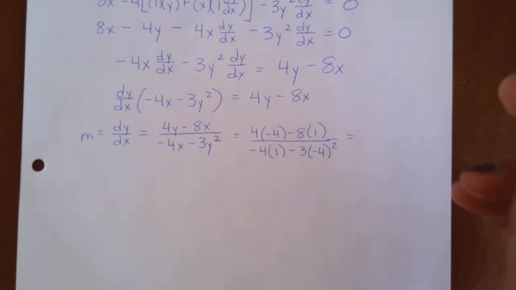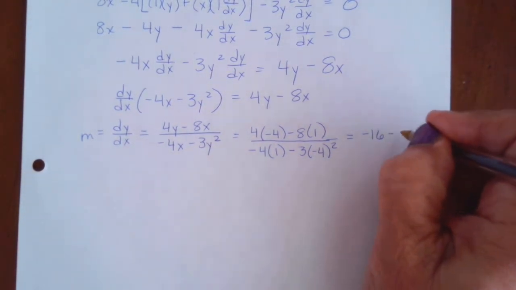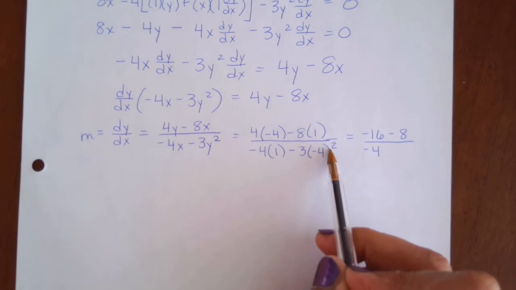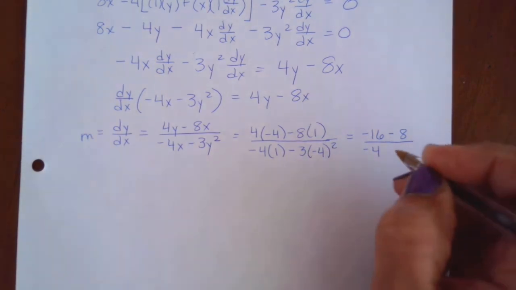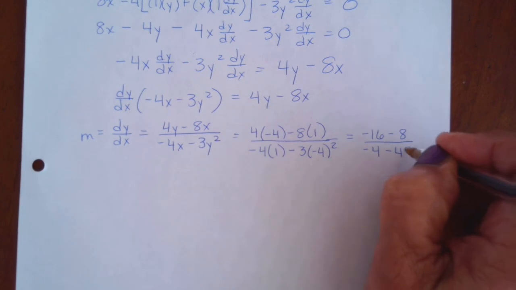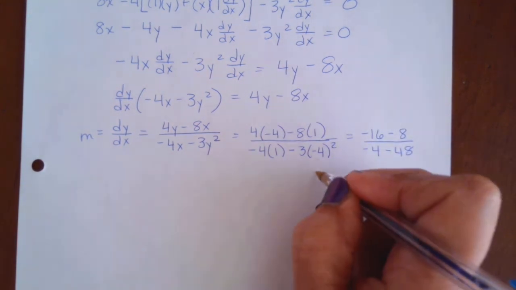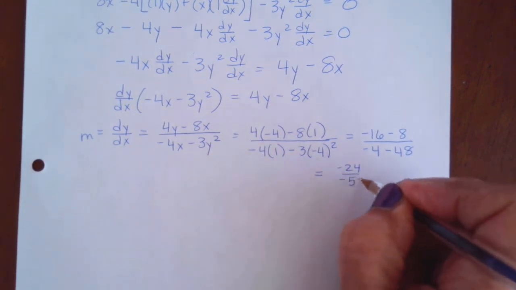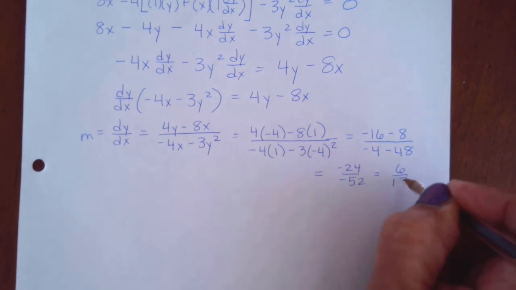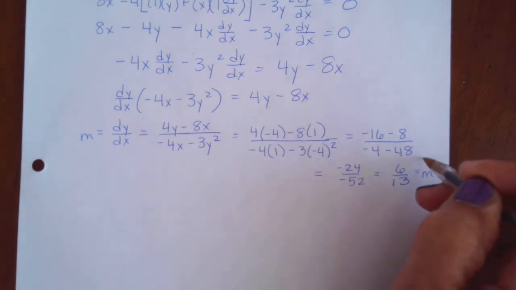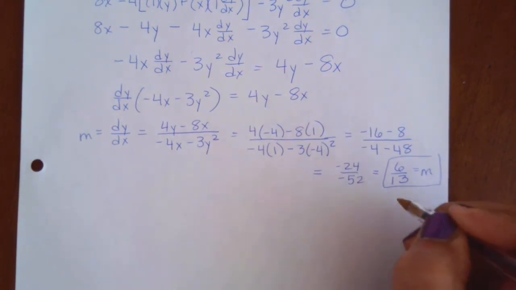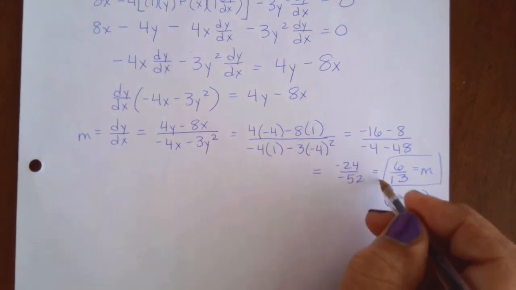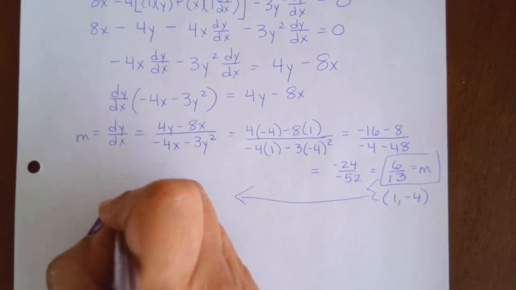All right, so 4 times negative 4, that's negative 16, minus 8, over negative 4 squared, which is positive 16, minus 3 times negative 4 squared, so that would be negative 48. So I end up with negative 24 divided by negative 52. That's a positive 6/13. So there's your slope. Okay, so now I have my slope and I have my point, which they gave me in the problem. So now I can take these two and finish out my problem.